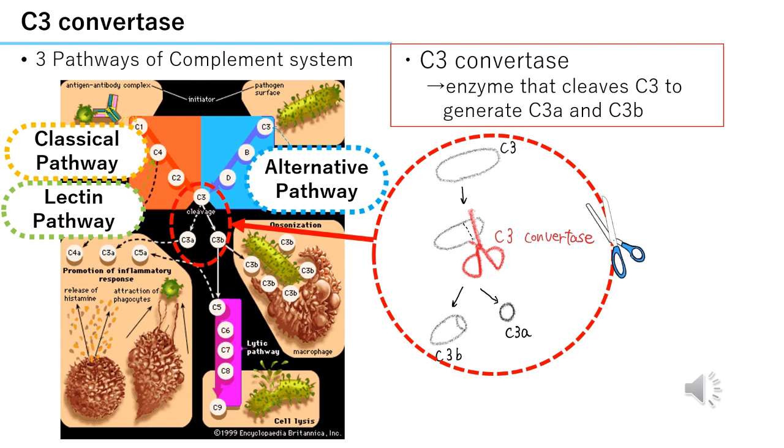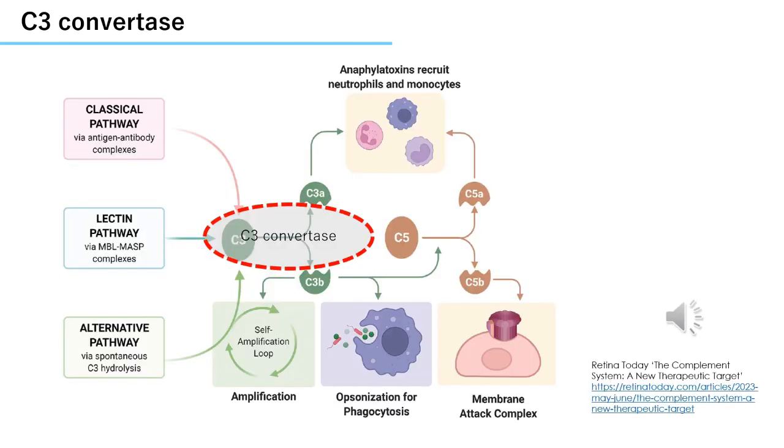There are three pathways of complement activation: classical, lectin, and alternative, and all three pathways activate the C3 protein. Then C3 convertase decomposes C3 into C3a and C3b. So C3 and C3 convertase are very important. C3 convertase activates the complement system. Through this, various immune responses are activated.